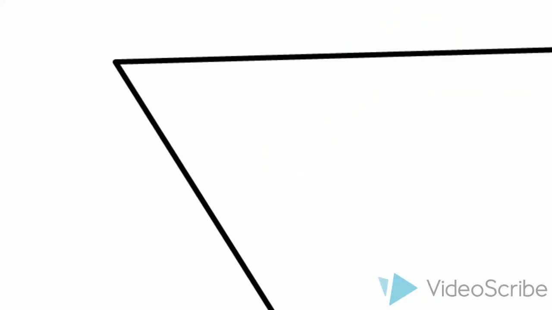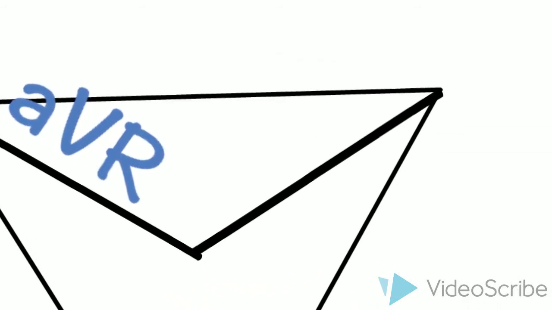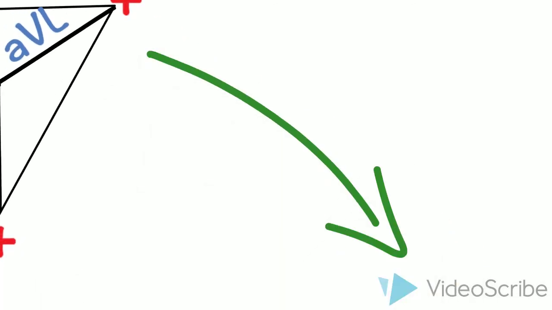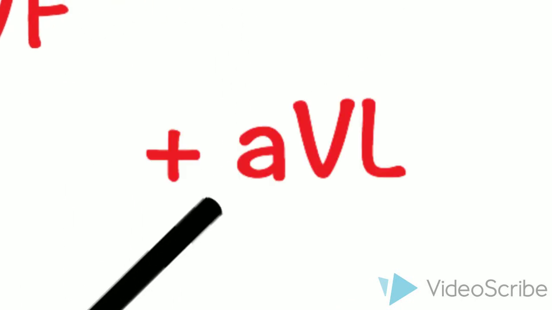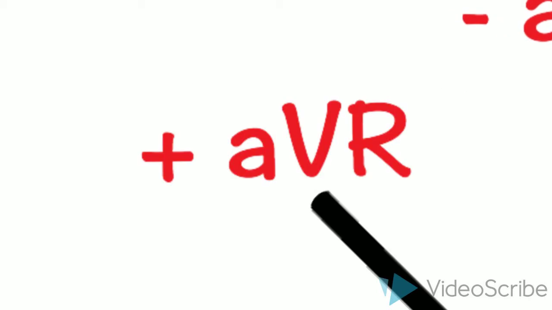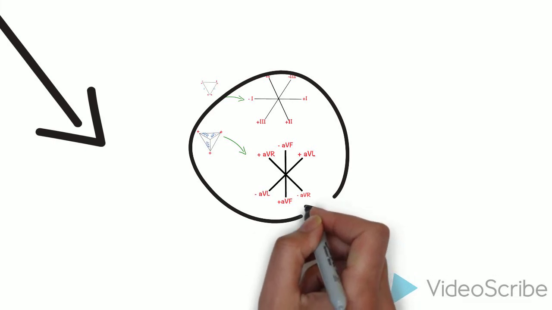Now we will do the same for the augmented unipolar limb leads, AVR, AVL, and AVF. So this is the triaxial augmented unipolar limb leads. It's formed by AVF, AVL, and AVR. If you notice, every positive and negative charge is in its place.